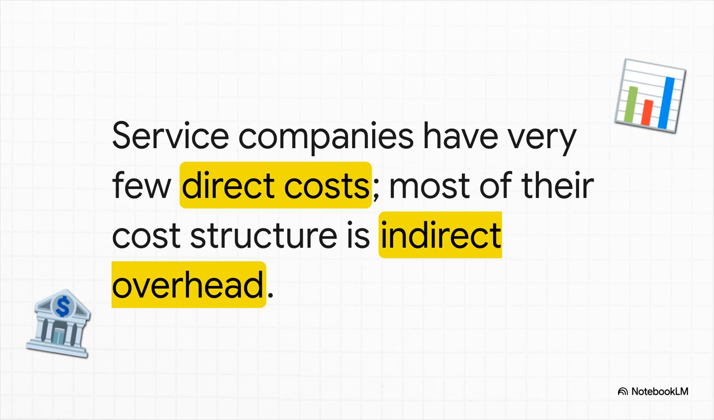Think about the massive cost of running an entire ATM network or processing 1,000 mortgages. Those are huge pools of indirect overhead. And because indirect costs make up the vast majority of their expenses, ABC becomes incredibly valuable for service firms. It helps them actually understand where their money is going.